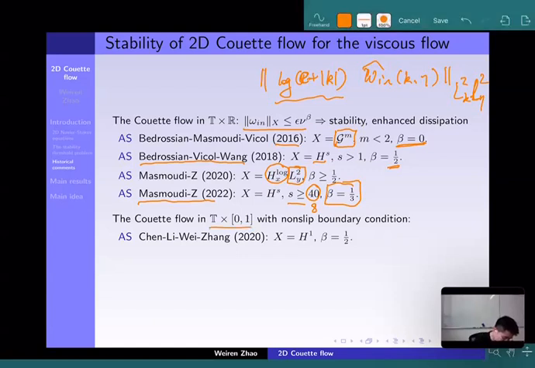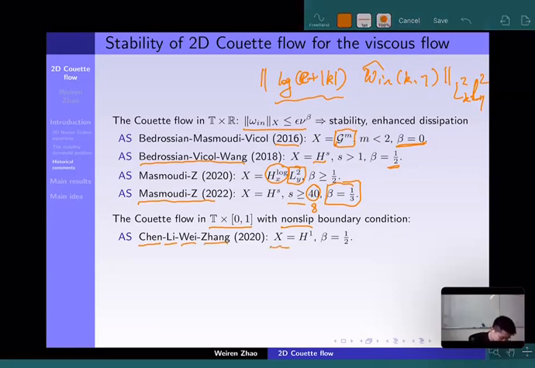Then the next one is about the finite channel setting, where you have the boundary with the non-slip boundary condition. When we say non-slip boundary condition, it means that you have two boundaries and they move, and the fluid between these two boundaries moves together with the boundary at the boundary. So there is no slip between the fluid and the boundary. This is a very nice result of Chen Qi, Li Te, Wei Dongyi, and Professor Zhifei Zhang.